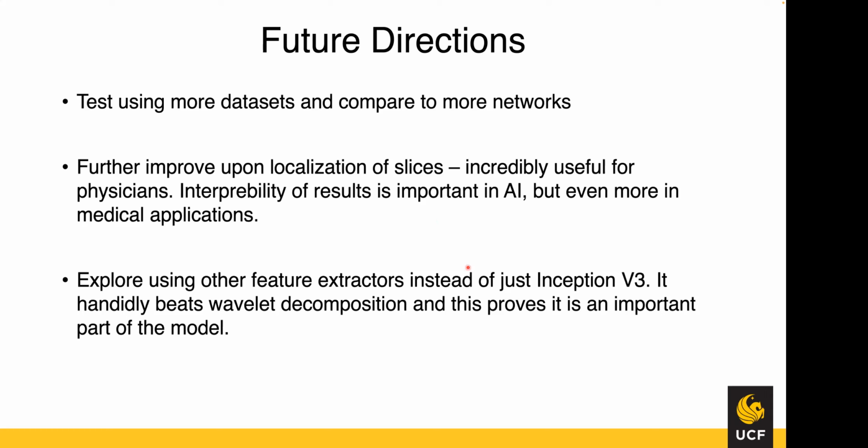Also, there is such a difference in using the bottleneck layer from this Inception v3 net for the feature extractor versus the wavelets. So obviously that is important. So I think they should explore this part of the model more and compare using some other feature extractors that could be interesting as well. Okay, so I think that's it.